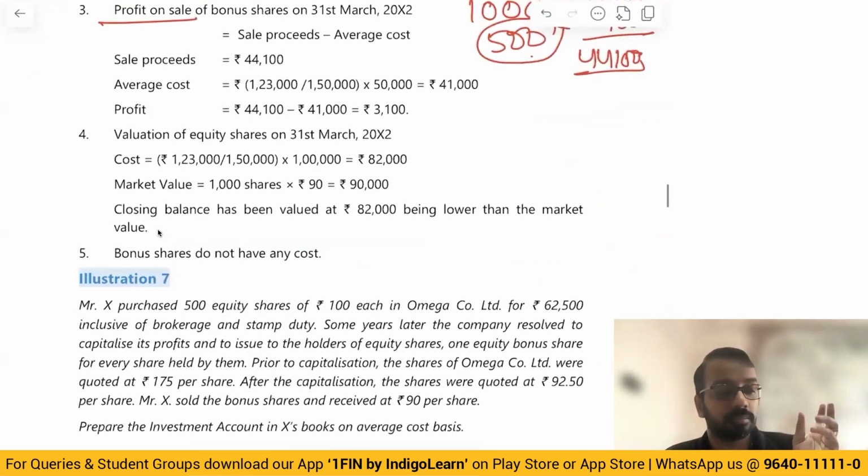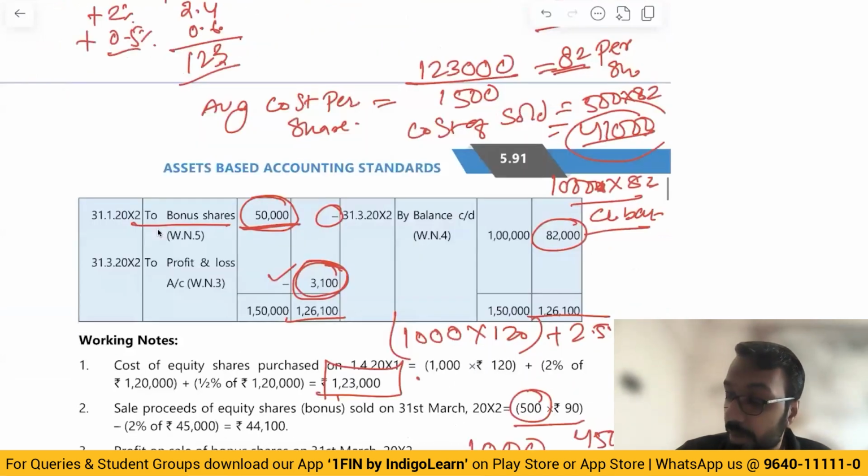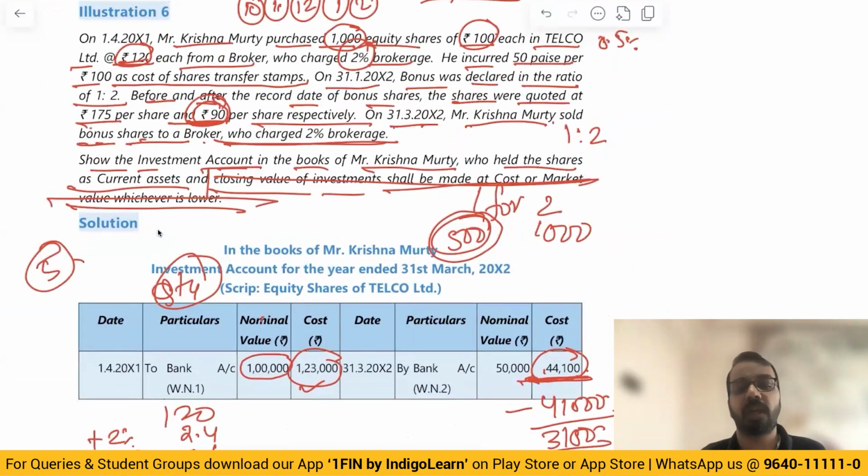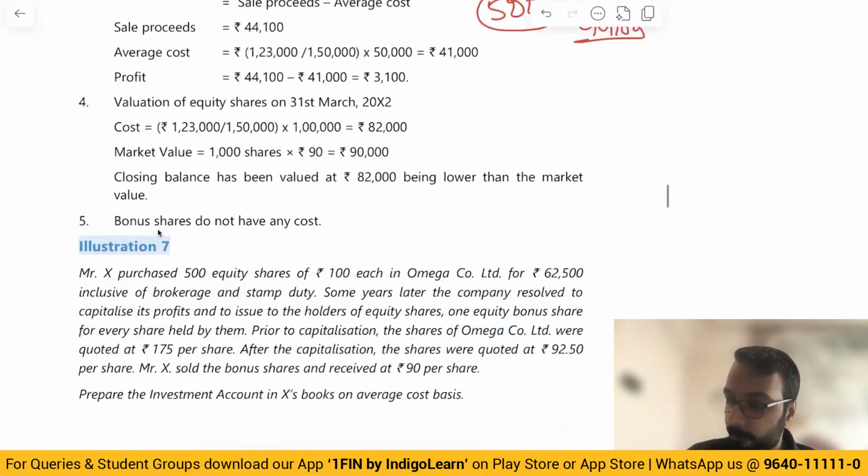One more thing, the bonus before and after what they have given, we should not consider as if it is a right issue. One more thing, our closing valuation is at how much? 82. What is the market price? Market price is 90. So because the cost is less than the market price, we'll continue to show it at cost only.